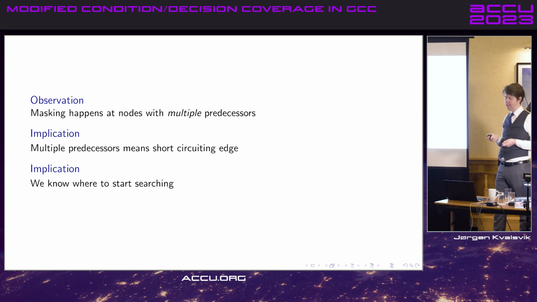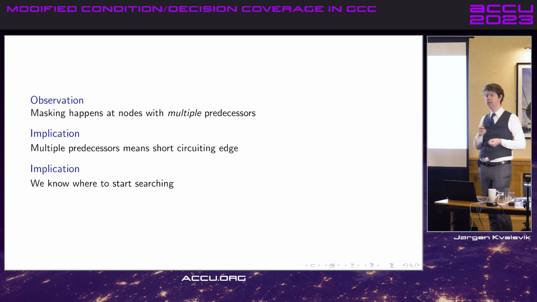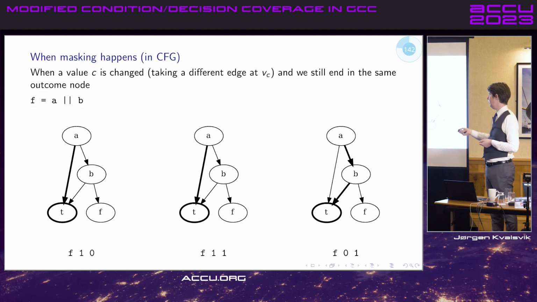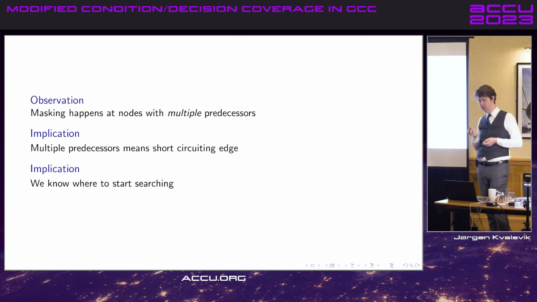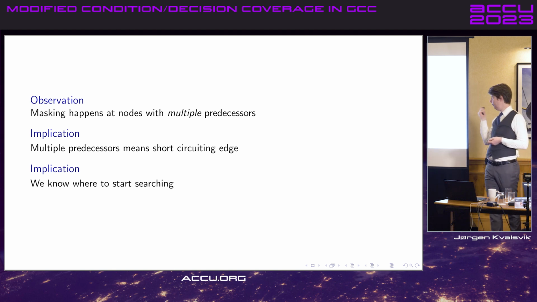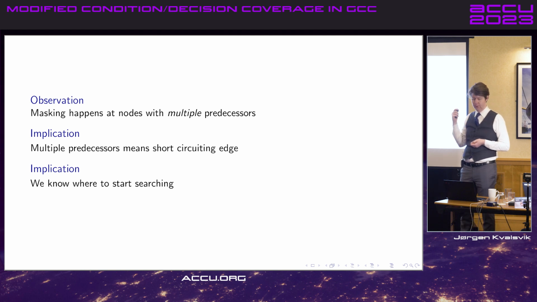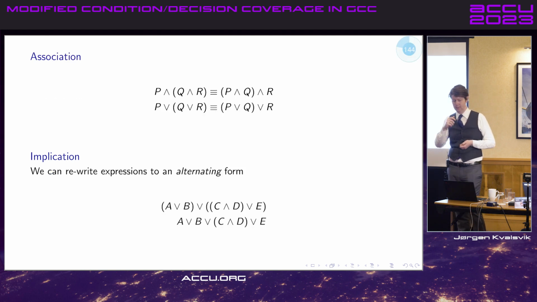What that means is that masking only happens in nodes that have multiple predecessors. Because otherwise, how can you possibly end up in the same node from different paths, right? Multiple predecessors also means that there's a short-circuiting edge. And as the tables demonstrated earlier, masking and short-circuiting are very intimately connected. The good thing is that means that we know where we can start searching for masking relationships.